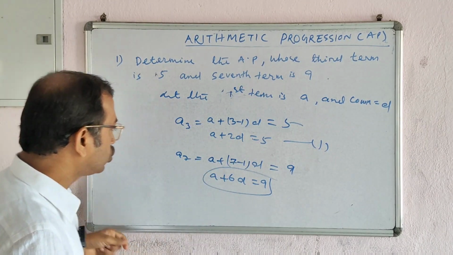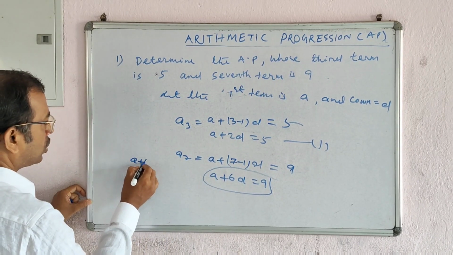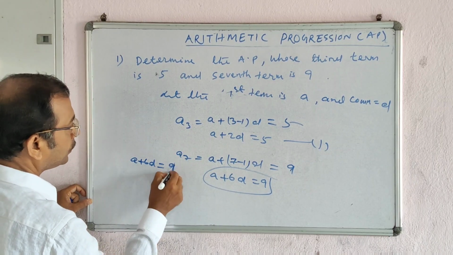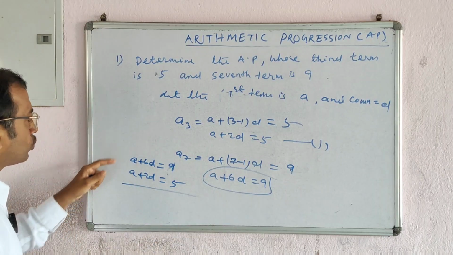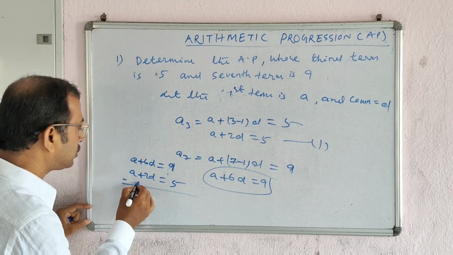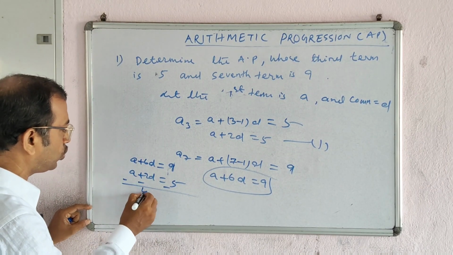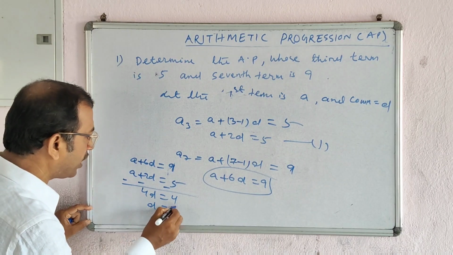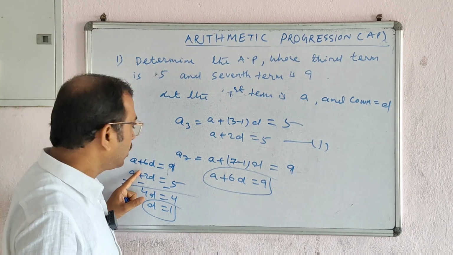By solving these two equations simultaneously, you know how to solve. So let's see how to solve these two pair of equations. So a plus 6d is 9. Another is a plus 2d equal to 5. How to solve? So by elimination method you can solve it. So elimination means lower sign should be changed. Plus a minus a cancel, 6d minus 2d, so 4d equal to 9 minus 5 is 4, then d equal to 1.